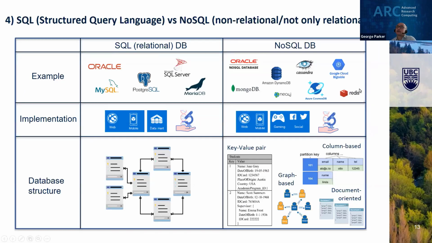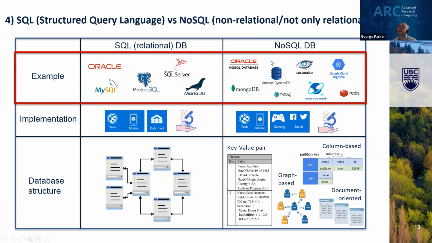Now, let's compare SQL and NoSQL. Those are two types of databases. SQL is referred to as a relational database. So within a SQL database, your data objects are related to each other. But there's no such relationship in NoSQL, and that's why it's called non-relational. It can also be called not only relational. The reason for that is that NoSQL can handle structured, semi-structured, and non-structured data.